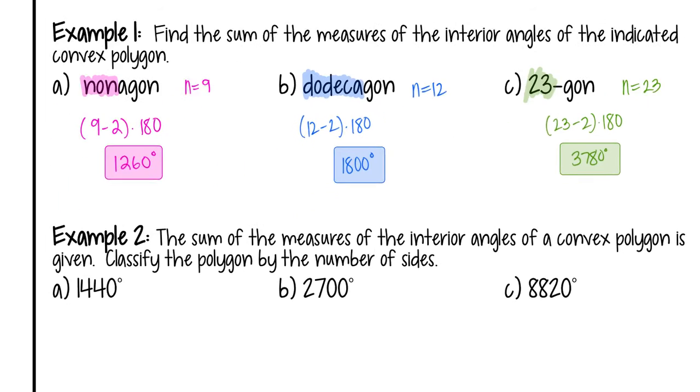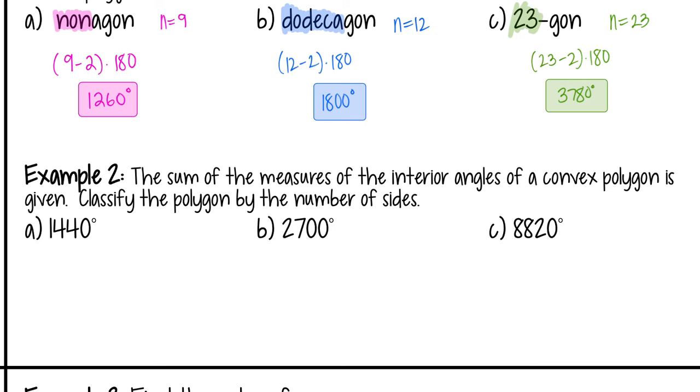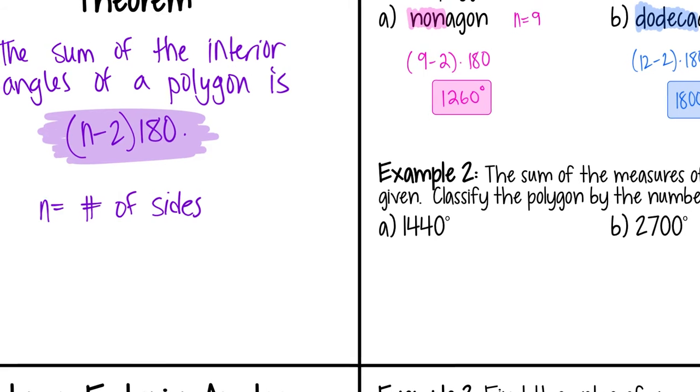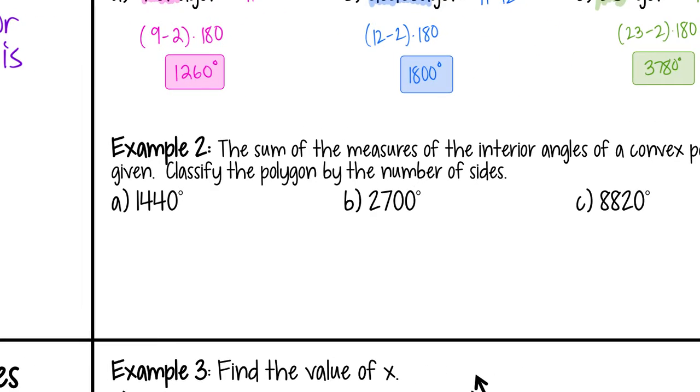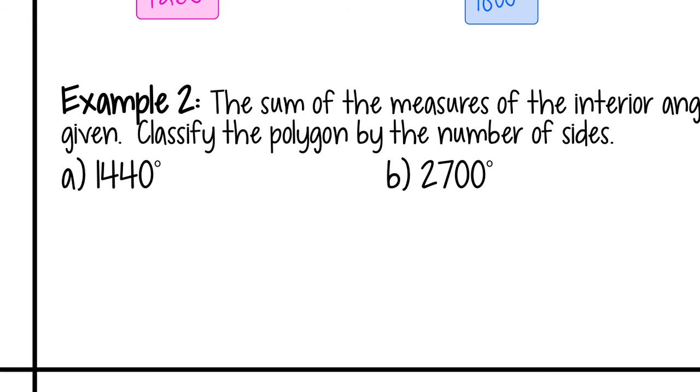Okay, so the next example, example 2, has us work backwards from there. So given the total amount of degrees inside of a polygon, can we say how many sides that polygon has? So it's the same exact formula as from over here, (n - 2) times 180, but we're going to set it equal to whatever number they gave us. So for that first one, we're going to say (n - 2) times 180 is equal to 1440.